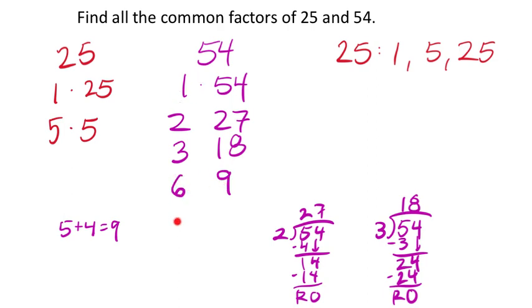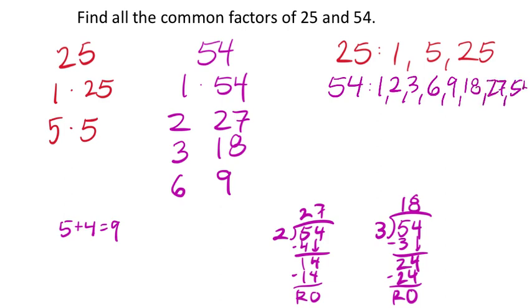Is it divisible by 7? No, it is not. Is it divisible by 8? No, because it wasn't divisible by 4. So these are my factors of 54. Let's go and list these out. 54 has factors of 1, 2, 3, 6, 9, 18, 27, and finally 54.